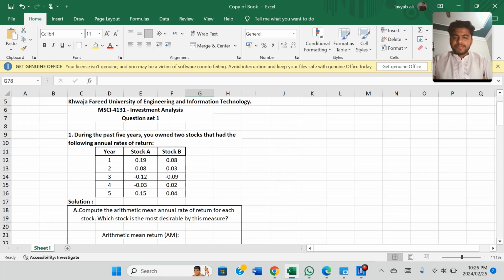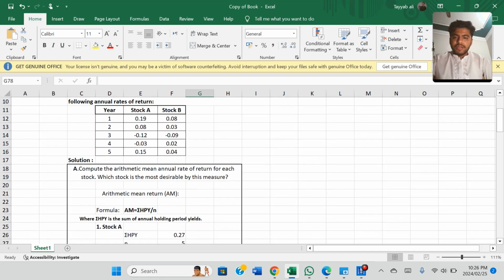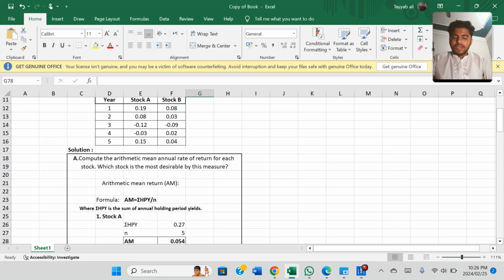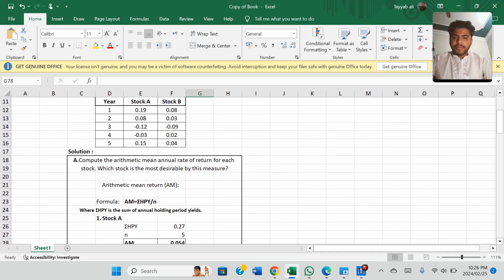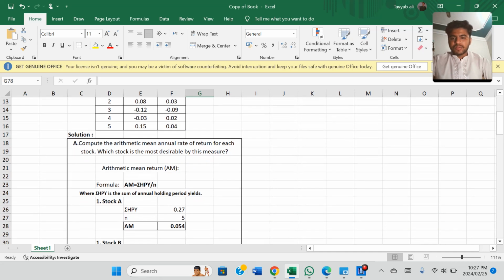Now we start the explanation and calculations. Question number one. During the past 5 years, you own two stocks that had the following annual rate of return, stock A and stock B. Now we calculate the arithmetic means of stock A and then stock B.